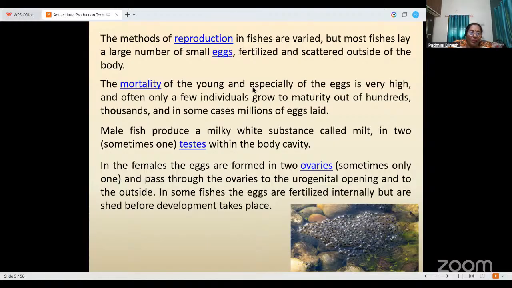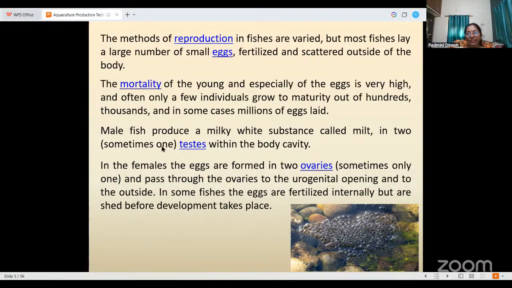So imagine if these lakhs and thousands of eggs grew all together, then our water would be filled with only fishes. So nature balances each and every species in its own ways. So mortality is the same over here. The eggs are eaten away by other fishes, so only a few of them mature.